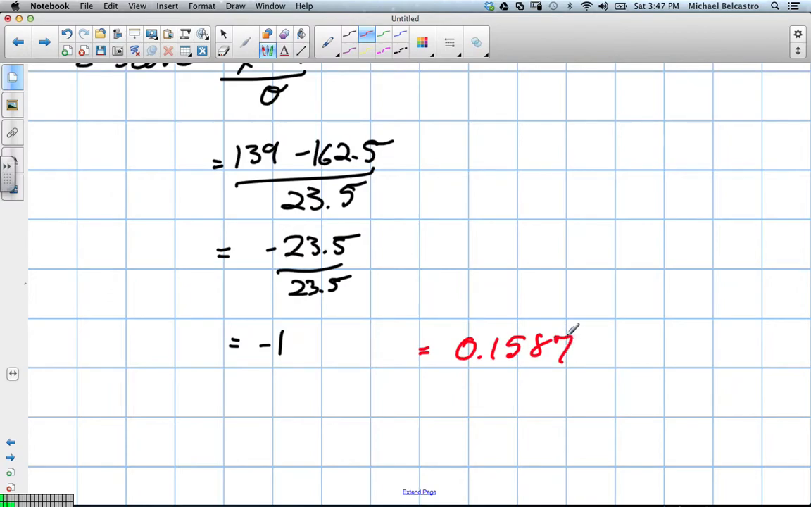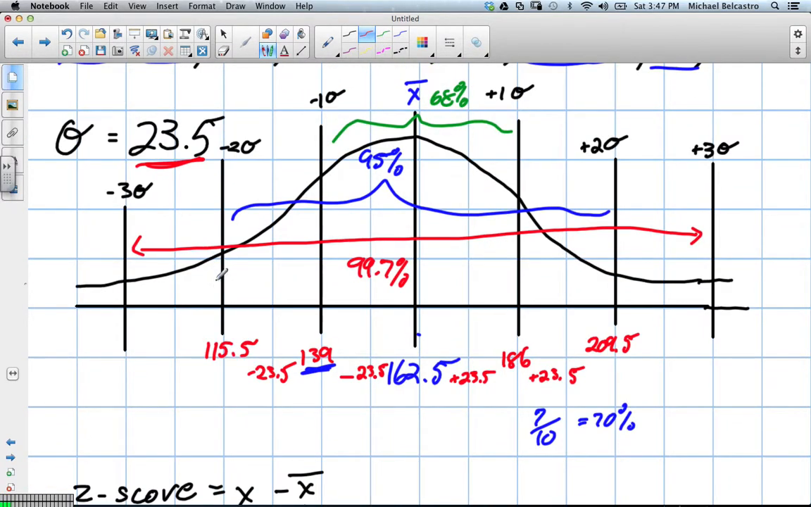Okay, so what it's saying is 0.1587 as a decimal. Changing it to a percent, what do we do? We get 15.87% of the data is to the left of that, is less than that. And that's how our z-score sheets work. So 15.87% of the data is less than 139, right? And let's just keep that.